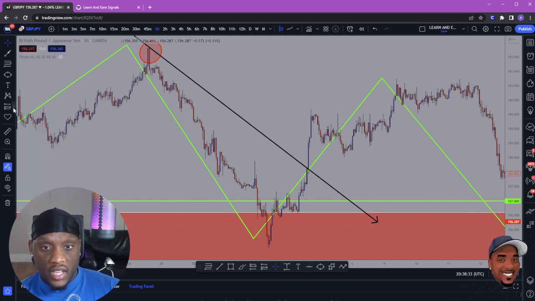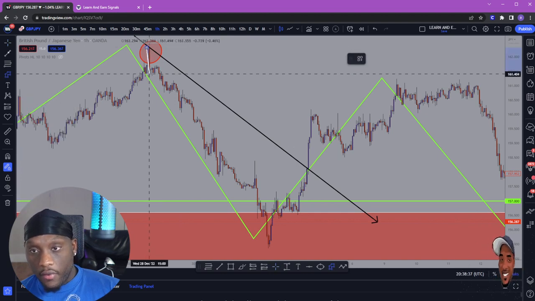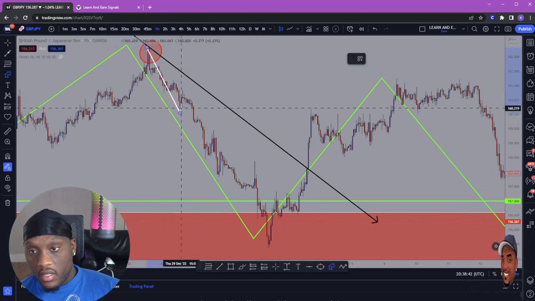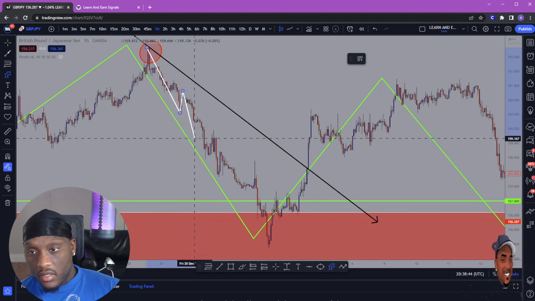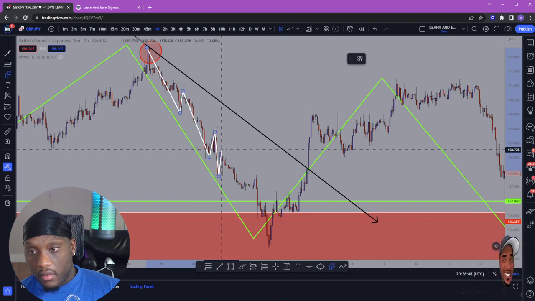Now, looking at this, I want to go ahead and draw out market structure so that I don't think about it, I just go off of what I see. So we can see right here, boom, we broke this, we pull back. Let me see, okay, we broke right here, we pull back, we broke right here, we pull back.